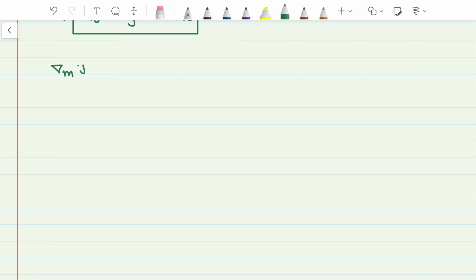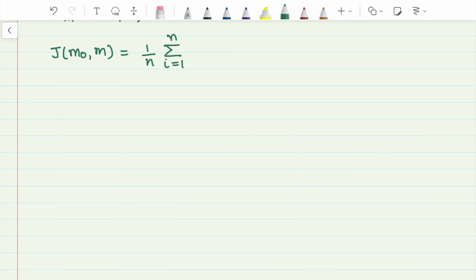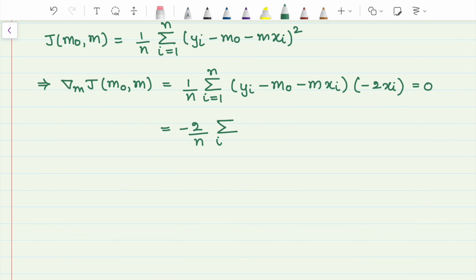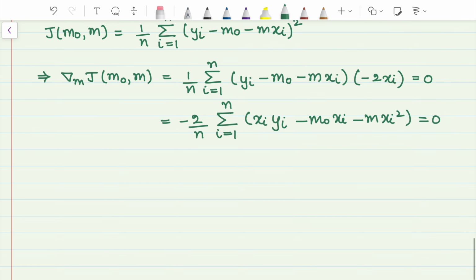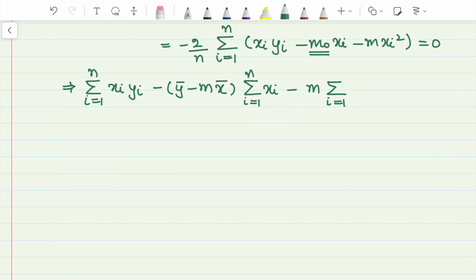Moving on, we find the gradient of J(m0, m) with respect to m and equate it to 0. Let's recollect the original J(m0, m) equation that we wrote. This might be slightly complex mathematics, but let us solve it together. The derivative can be expanded as minus 2/n summation of (xi yi minus m0 xi minus m xi square) is equal to 0. We replace the value of m0 with y bar minus m x bar, which was found by us earlier. This is how we expand it.